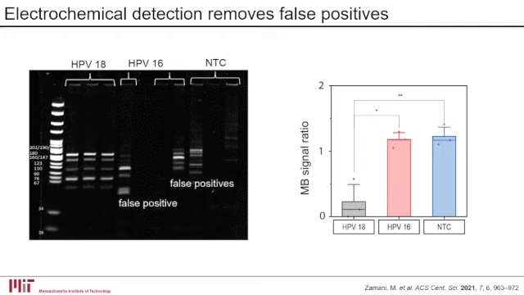So normally when you think about detection from LAMP, you think about detecting something like a labeled primer. And what that leads to is if you look at this DNA gel here, you can see that for the HPV-18, which is what we were amplifying for, we see amplification. But for this HPV-16, we see this false positive. Importantly, we also see that for our no template control.